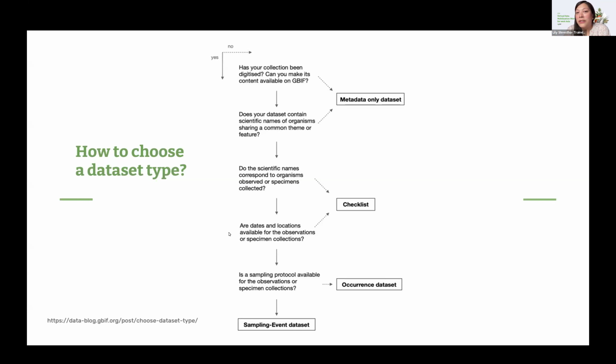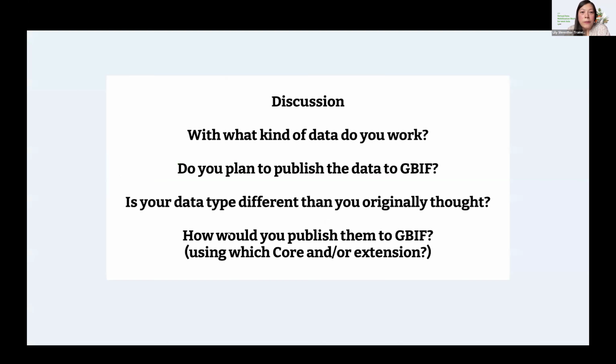And lastly, if you have followed a specific sampling protocol when collecting the data, and you have individual occurrences within each sampling event, then please go with the sampling event dataset. The only difference is that you need to create two datasets, as compared to checklist and occurrence, which will only have one dataset. So this is just a summary of how you can choose a dataset type.